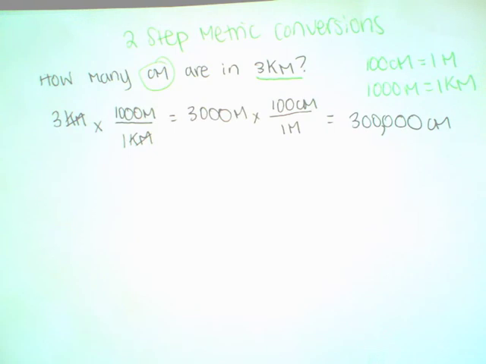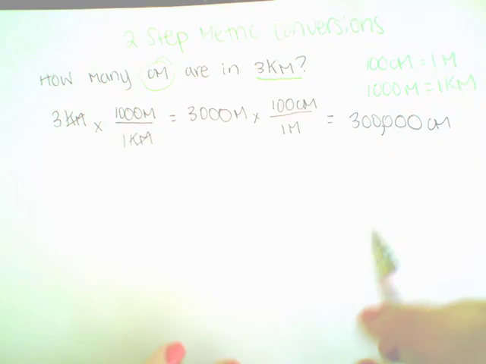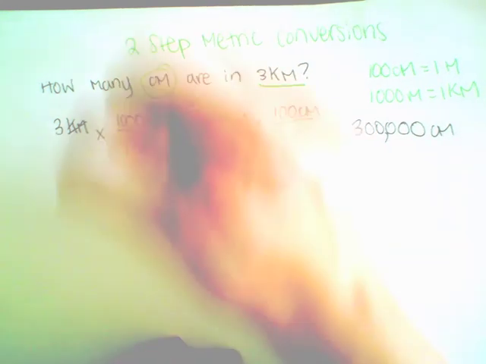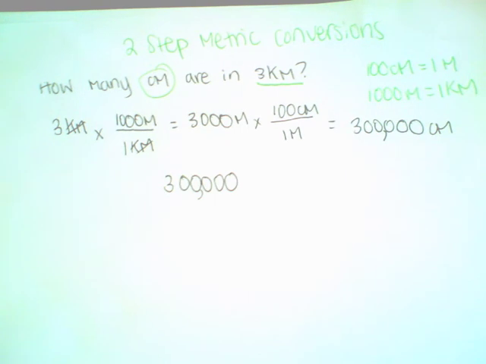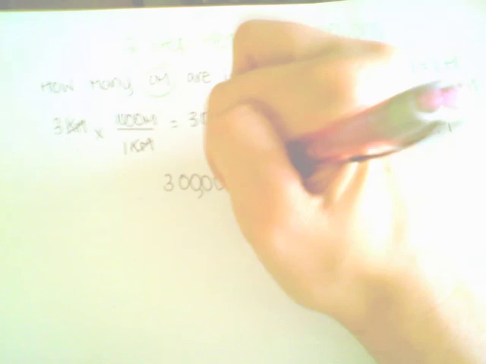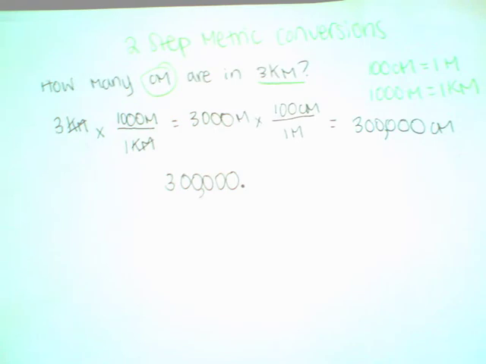Okay, and typically we would write a number this large in scientific notation. So the decimal place, if there's no decimal place in the problem, we can assume that it goes at the end. Okay, so it's 300,000. For scientific notation, we need the decimal place to be after the first non-zero digit. That would be right here.